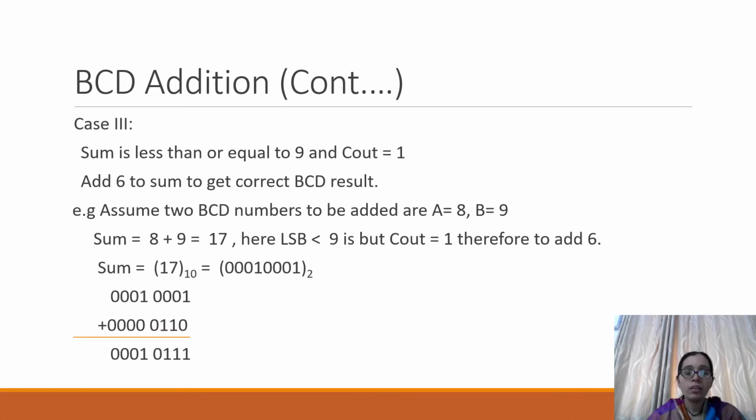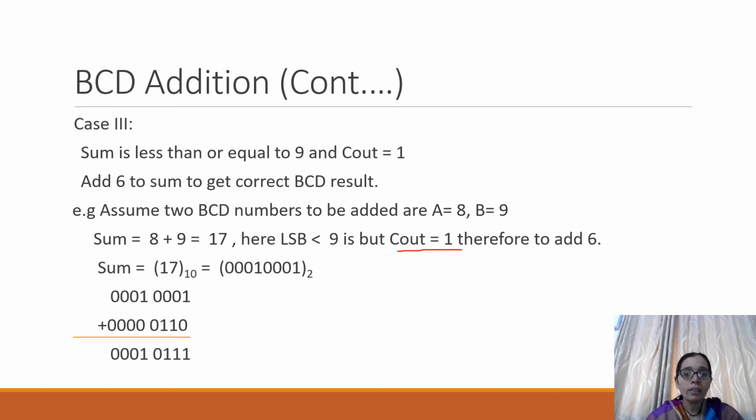Now let us see the third case of BCD addition, that is sum is less than or equal to 9 and Cout equal to 1. Then also add 6 to get the correct result. So here example of A is equal to 8 and B is equal to 9 is taken. Here 8 plus 9 is 17 and LSB is less than 9. But Cout equal to 1 and therefore we have to add 6 to get the correct result.